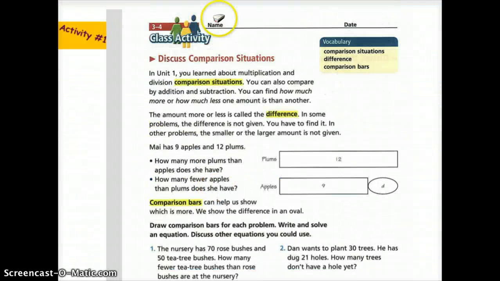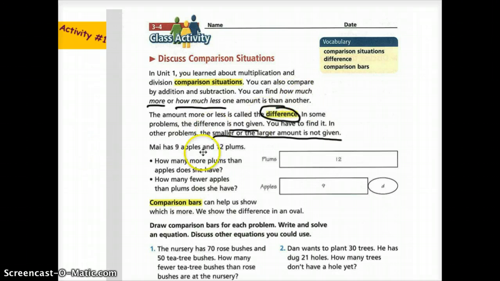Alright, this is page 131. In Unit 1, you learned about multiplication and division comparison situations. You can also compare addition and subtraction. You can find how much more or how much less one amount is than another. The amount more or less is called the difference. In some problems, the difference is not given. You have to find it. In other problems, the smaller or larger amount is not given.